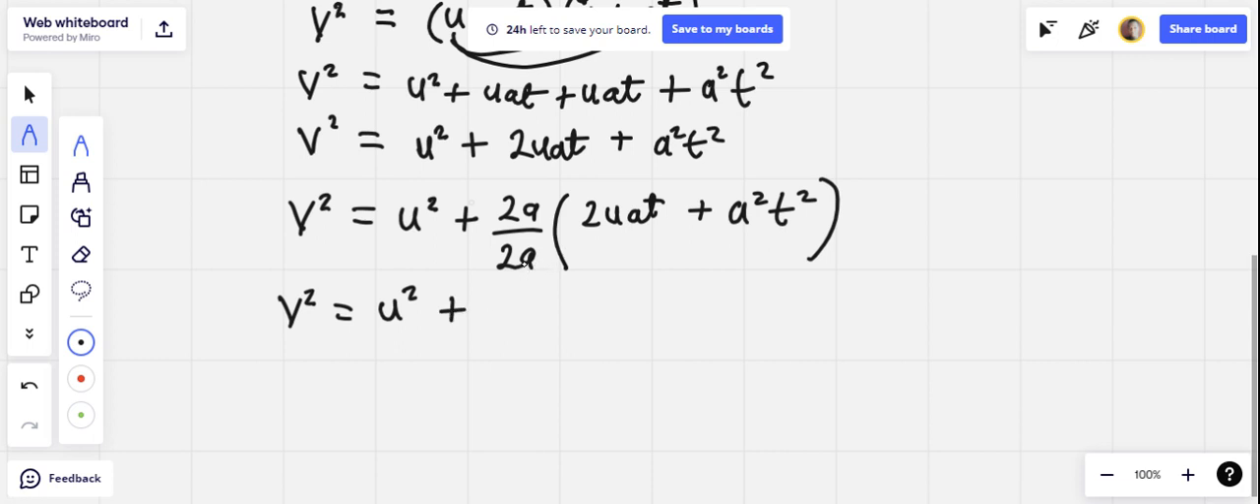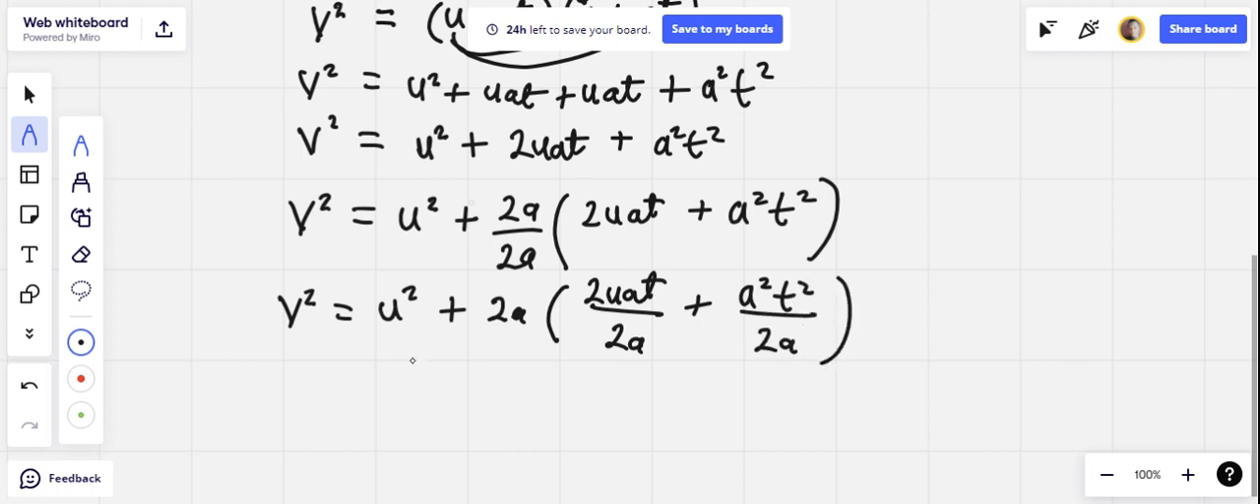However, we are going to send in the 2A on the bottom, that's the denominator 2A, into the bracket. So left with 2A outside here, into 2UAT divided by 2A plus A squared T squared divided by 2A. The goal of what we're trying to do is that we are trying to form the third equation that we got here. We're trying to represent it here.